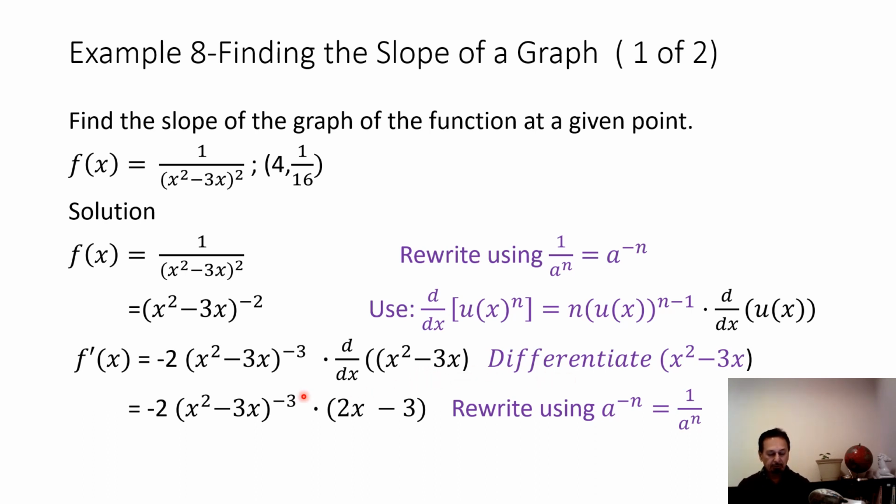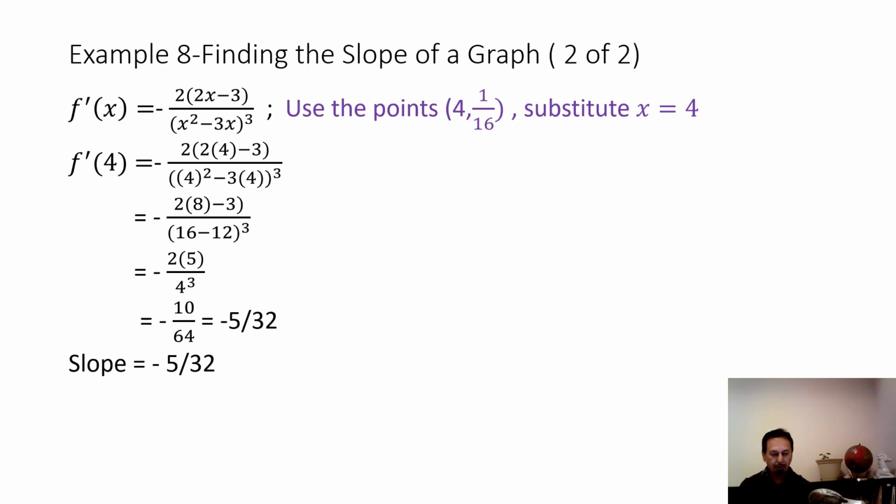So we now just copy down. It's minus 2 times x squared minus 3x to the power negative 3, and here we write the derivative of x squared, which is 2x, and the derivative of 3x is 3. Now we rewrite this using the negative exponent rule. So now we have the first derivative of f of x equal to minus 2 times 2x minus 3 over x squared minus 3x to the power 3.